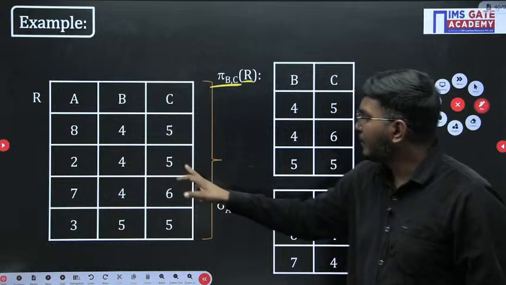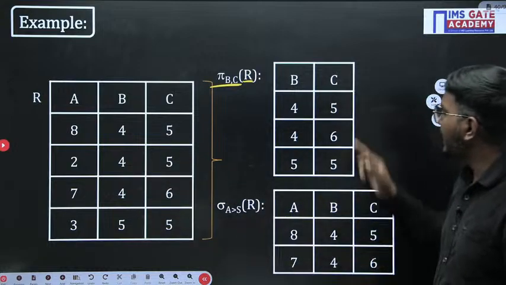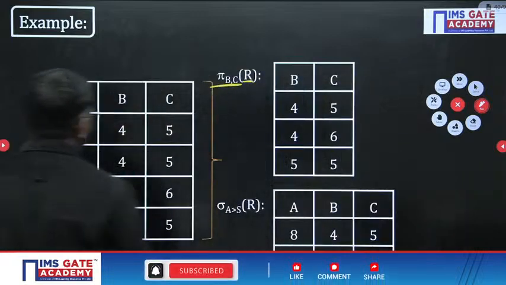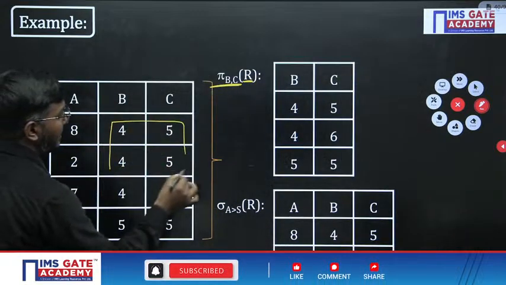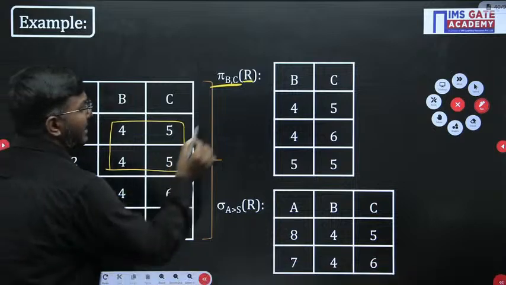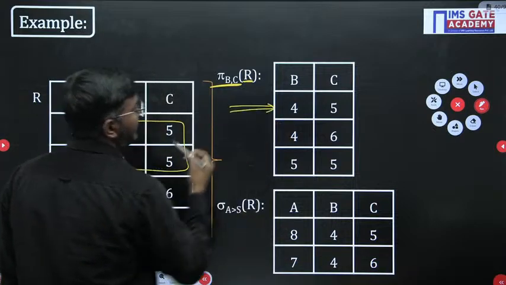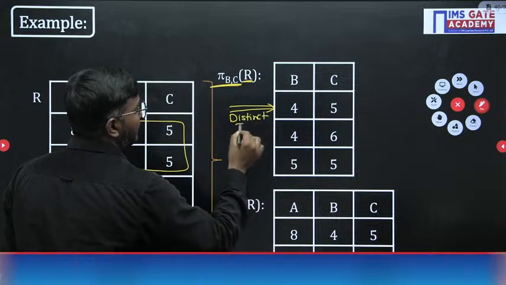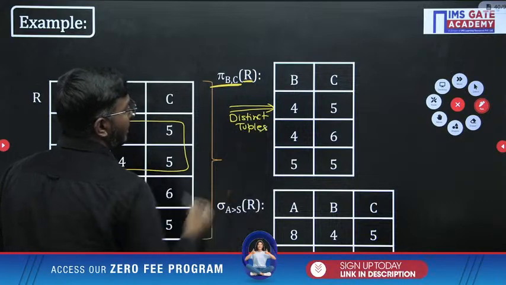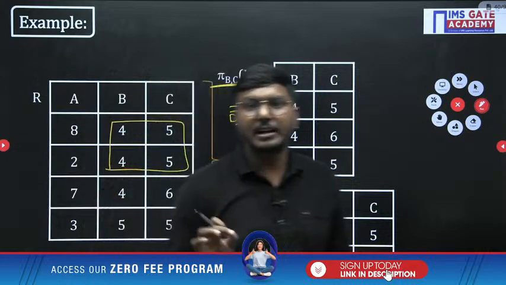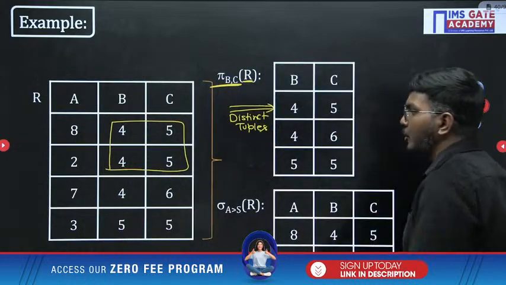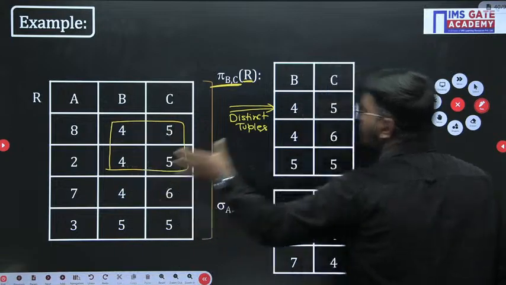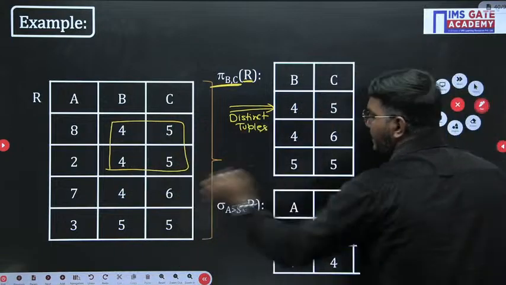Okay, then 4, 5, 4, 6, and 5, 5. So I can see here, this 4, 5 is having a duplicacy. Here will be having the repetition, and by default, it will always generate the distinct tuples. Understood? So relational algebra always generates distinct tuples. It will remove the duplicacy, like here. It will remove one of the values of 4, 5. It will only keep the unique value like 4, 5 only one time, then 4, 6 and 5, 5.